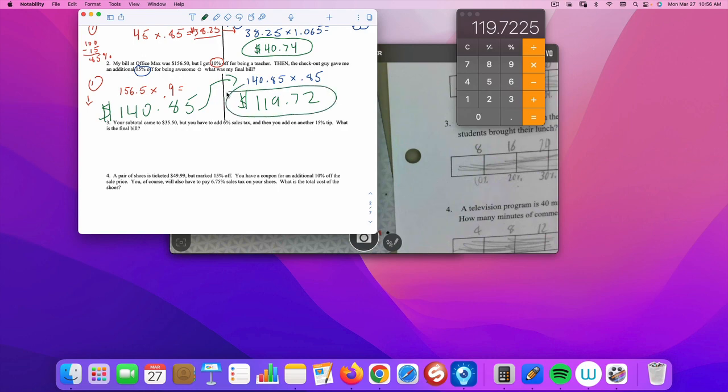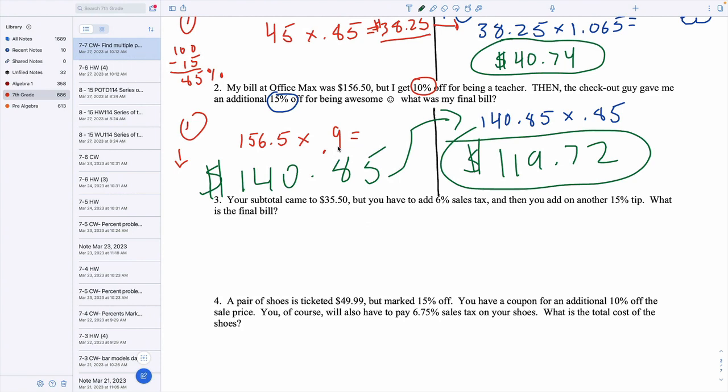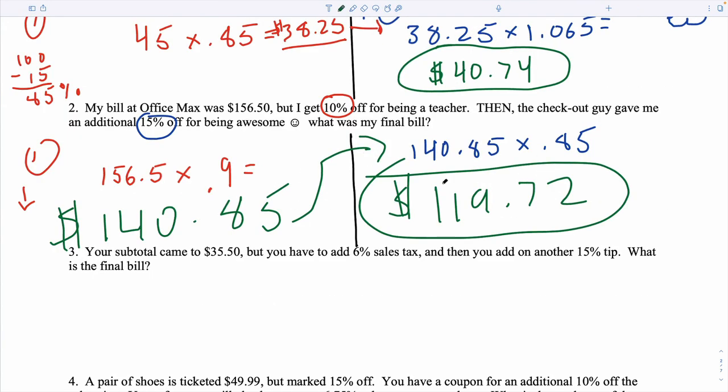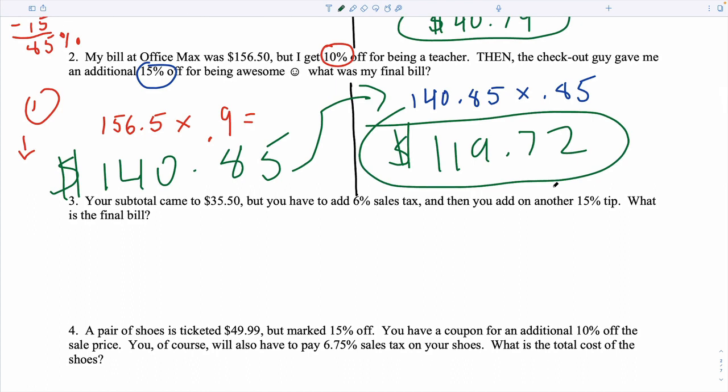We'll skip number 4 for now. Your subtotal came to 35.50, but you have to add 6% sales tax. Then you add another 15% tip. What's the final bill? Let's separate this into 2 steps. Jackson, what do I do first? You write it down first. You write 35.50 times 0.6.